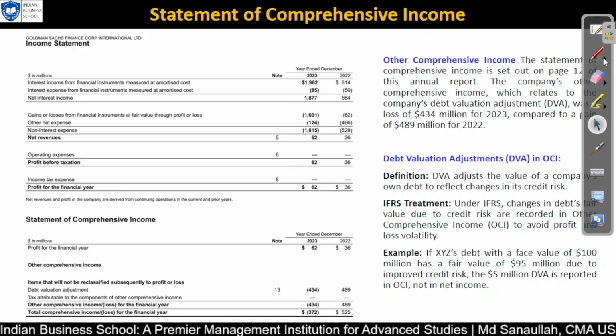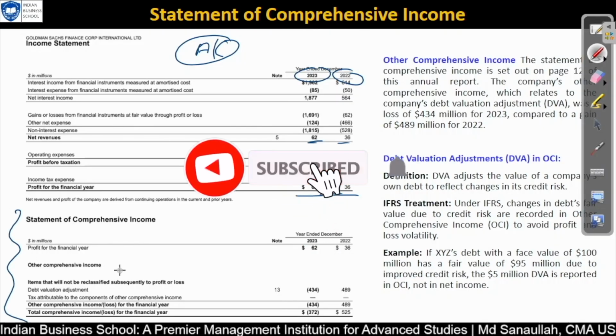Now we can see a company named Goldman Sachs. In its income statement, for 2022-2023 they are reporting net revenue of somewhere around 62 million or so, whatever it is. Then they have income tax. This is not audited or final, so that is why their income tax may not be showing. Okay, this is not our concern. The point here is that after the income statement, the statement of comprehensive income starts, and this is the statement of comprehensive income.